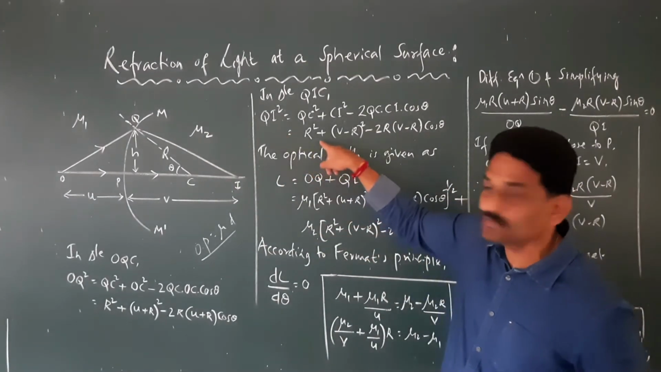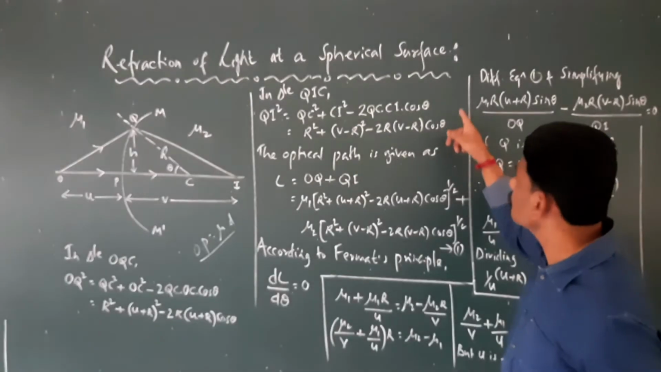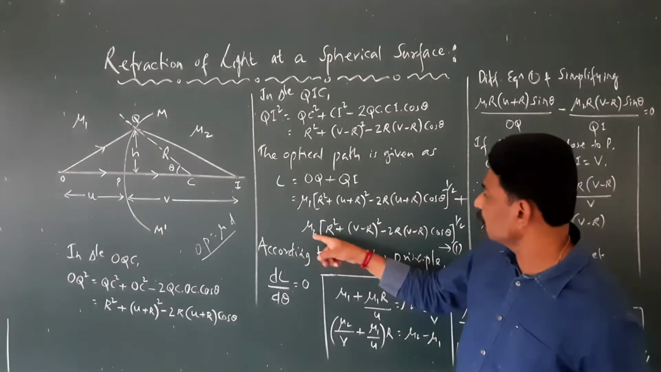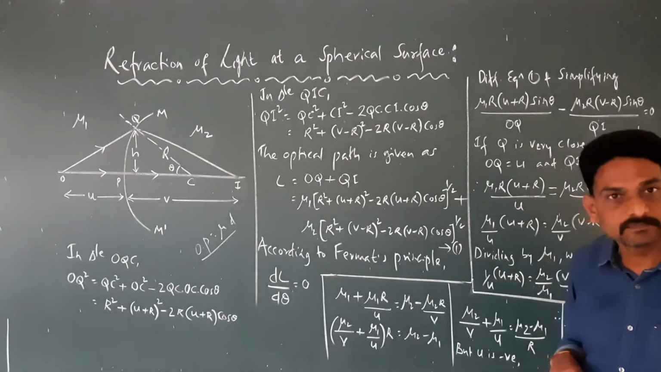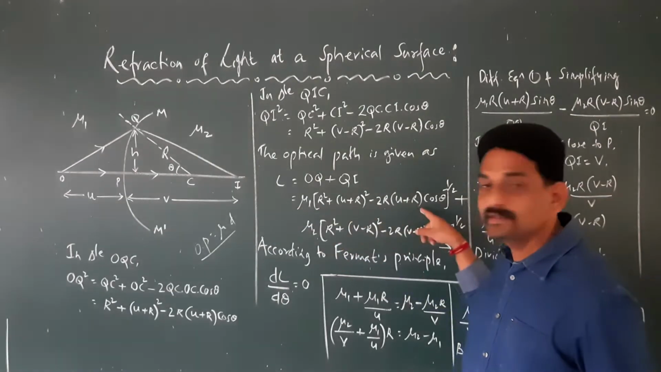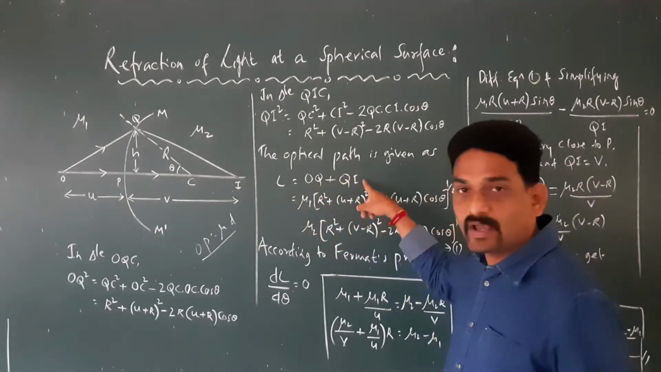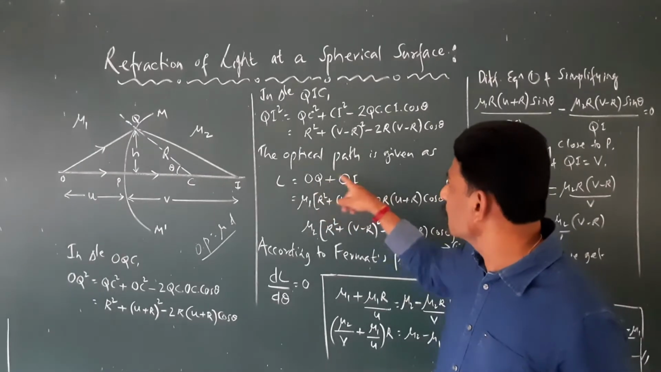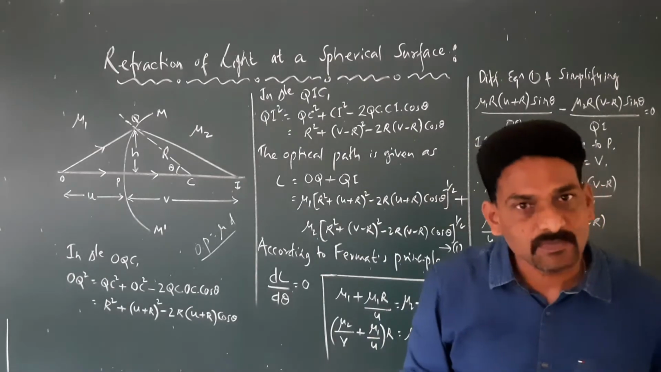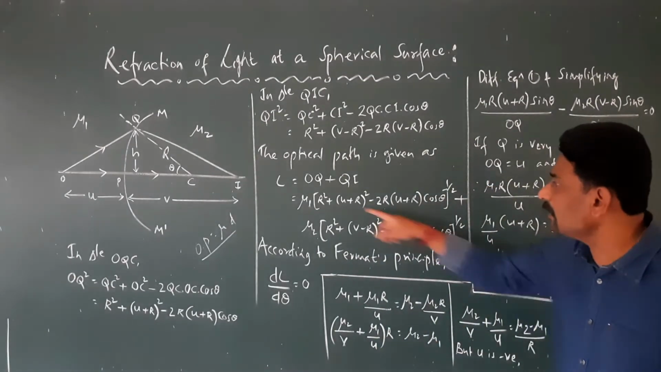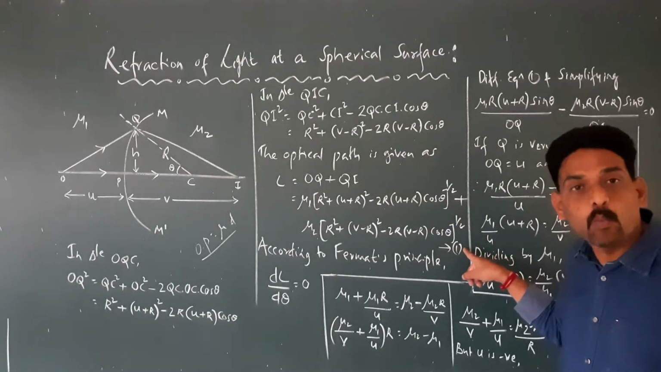So mu2 into what is QI? We know what is QI square. So QI is going to be this term as it is raised to half. Therefore mu2 into this term as it is raised to half. So now we got the expression for optical path, that is L equals OQ plus QI. We substitute the value of OQ and QI, and we have taken the corresponding refractive indices. So we got the expression for optical path L.